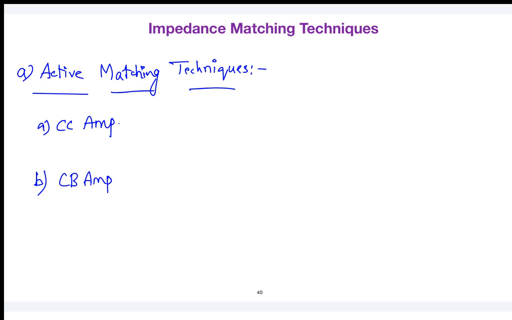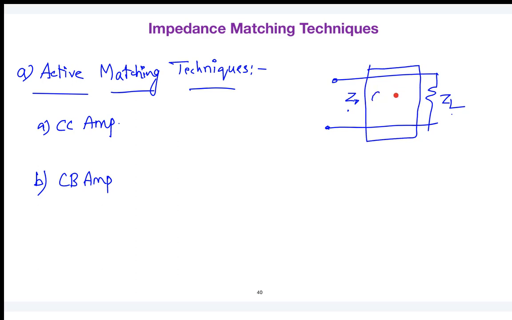See here, what is the condition? Suppose this is your primary line and this is your load. Initially, this Z0 and ZL have not matched. So what you can do is connect a common collector amplifier in series. You can break the line and connect a common collector amplifier closer to the load. In analog circuits you have seen the common collector amplifier has a voltage gain equal to 1.